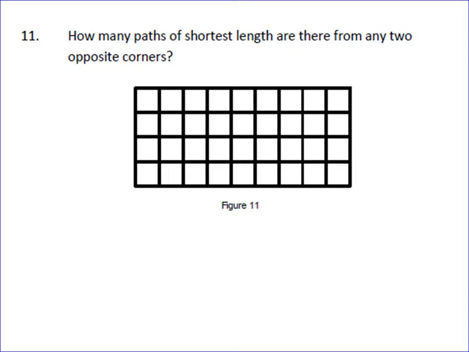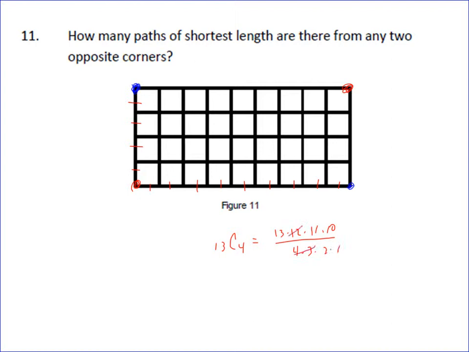Problem 11 is a similar problem, except just worded differently. It says how many paths of shortest length are there from any 2 opposite corners. So it's saying how many paths are from here to here, or from here to here. It doesn't matter which one you do. Same problem, you think about how long the shortest path is. 8, 9, 10, 11, 12, 13. It's going to be 13. You need to choose 4 of them going down, so 13 choose 4. And so that just equals 13 times 12 times 11 times 10 over 4 times 3 times 2 times 1.